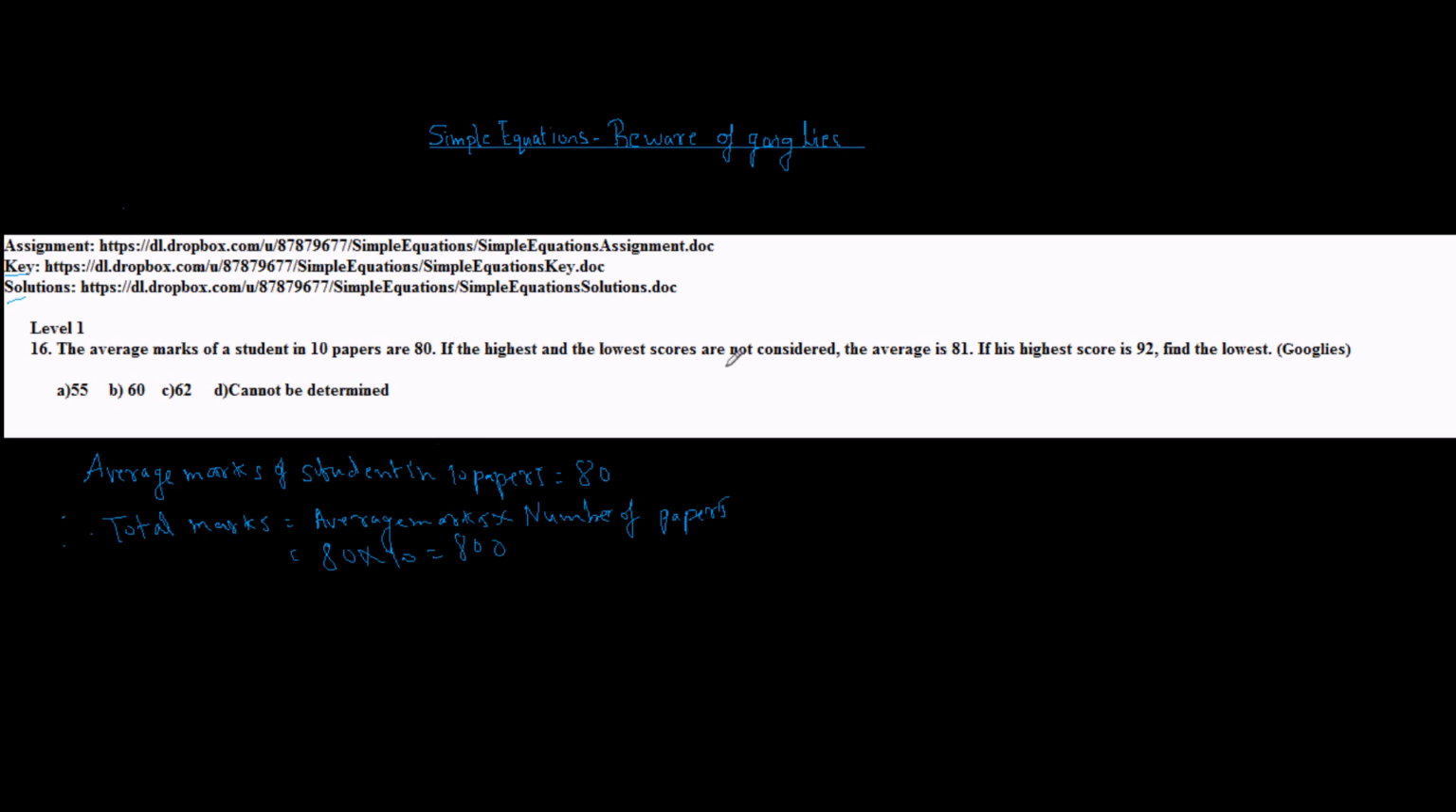If the highest and lowest scores are not considered, the average is 81. If highest score is 92, find the lowest. So if highest and lowest scores are not considered, that means 10 minus 2 equal to 8 papers left. Total of 8 papers is equal to 8 into 81, that is 648.